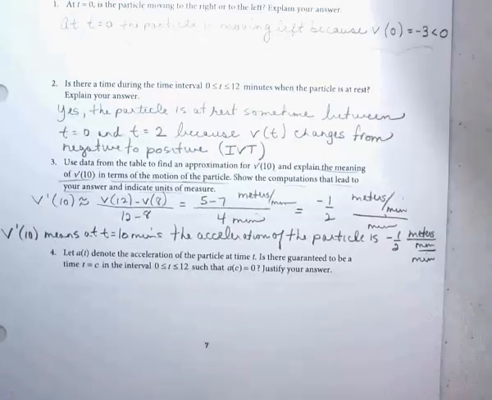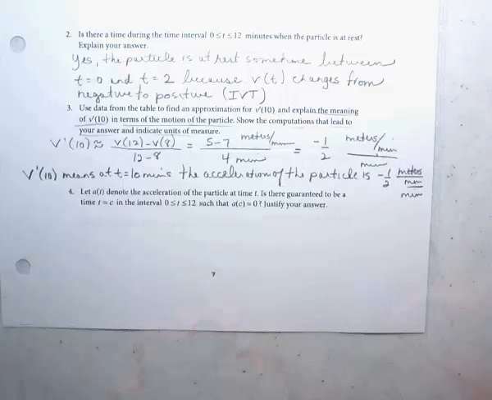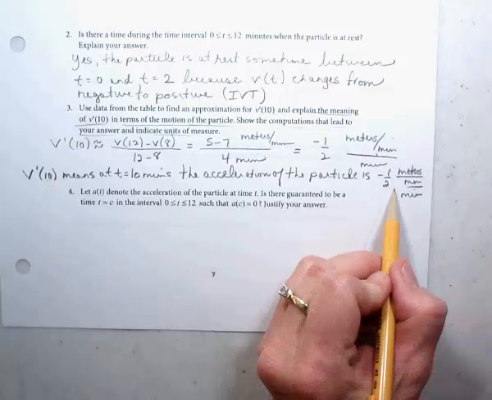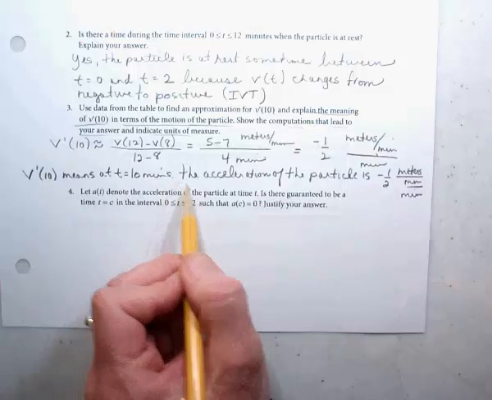So that's a good format to follow as far as explaining the meaning of something. Think about the input. Here it was 10, and the answer we got, the output. And then put some context to it, and you're good to go.